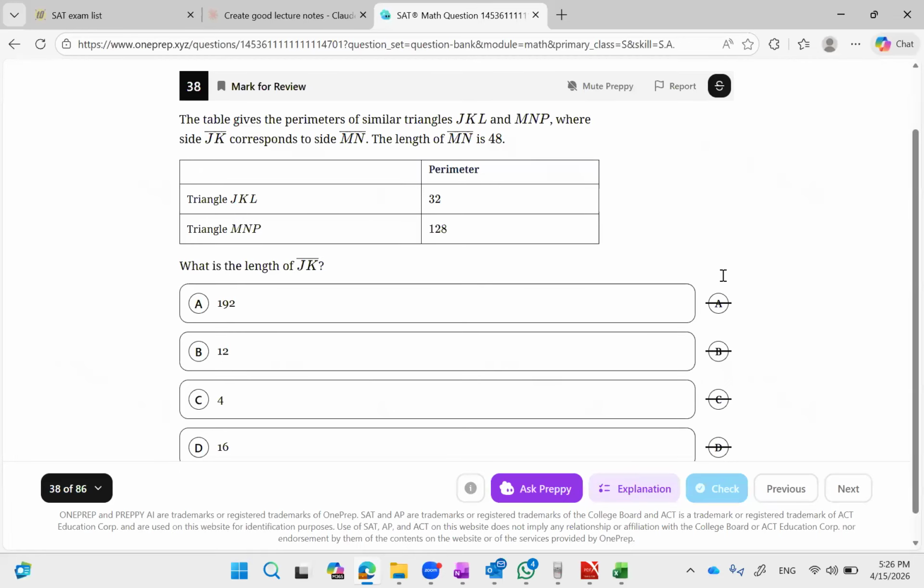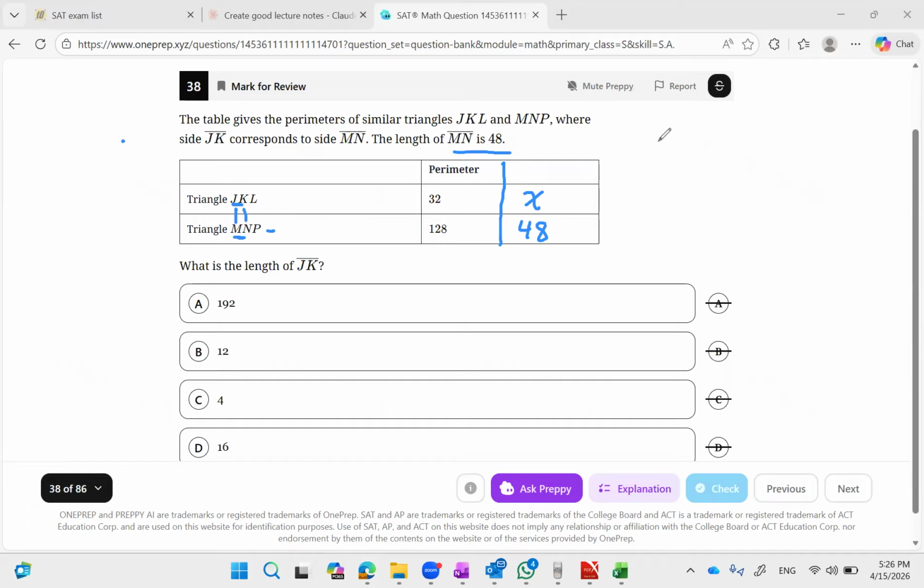The table gives the perimeter of similar triangles where these two sides are corresponding to each other, and the side of MN is equal to 4. Where is MN? MN is here. So I can make another table here and put here 48. So what is the side opposite to MN? JK. M is opposite to J, N is opposite to K. So I'm looking for this side.